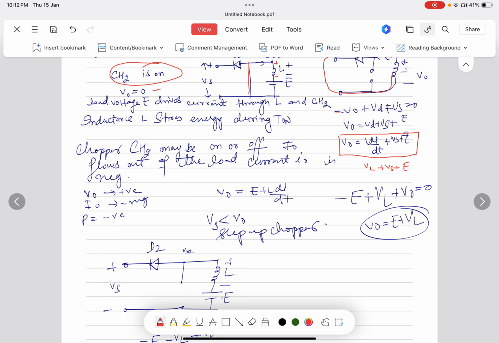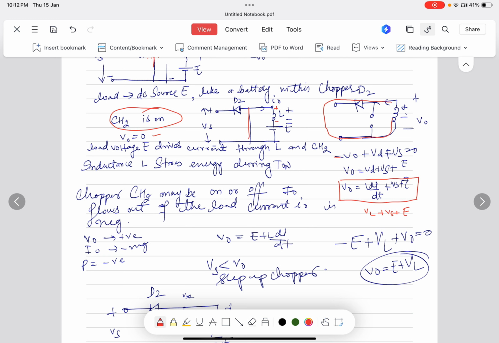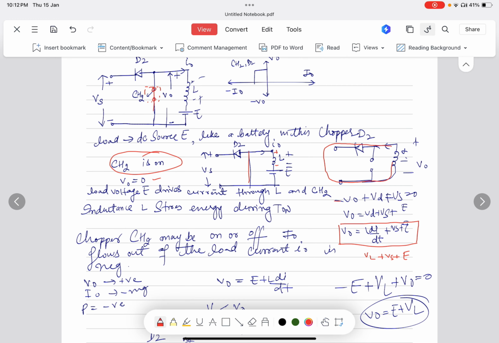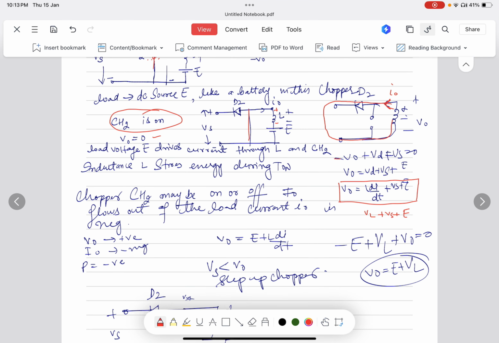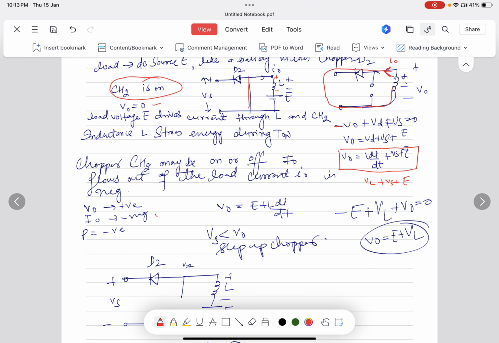plus E, that is the battery. So in the chopper, the load E drives the current through L and CH2. Inductance L stores energy during the T-on period. Chopper CH2 may be on or off. I0 flows through the load current. I0 is negative. You can see the marked direction of I0 here, but now the current flows in the negative direction of the load current. That is why I0 is negative.